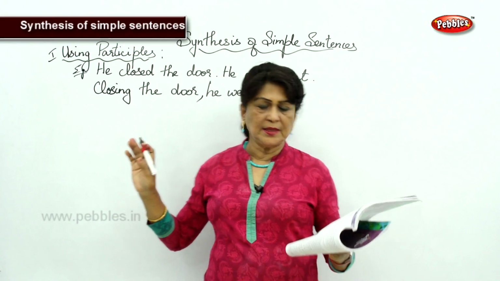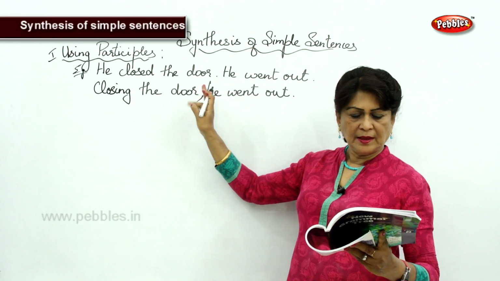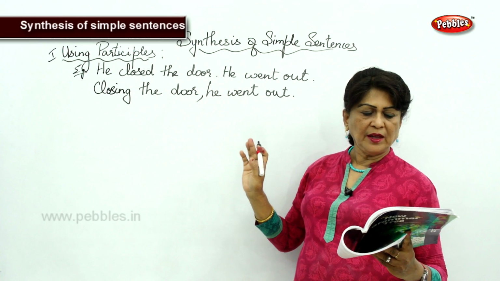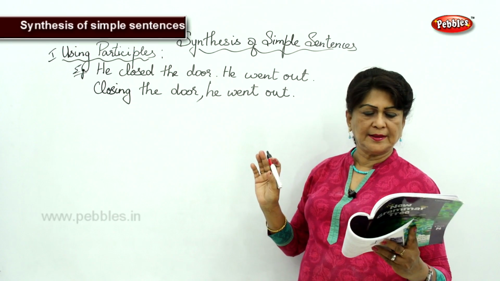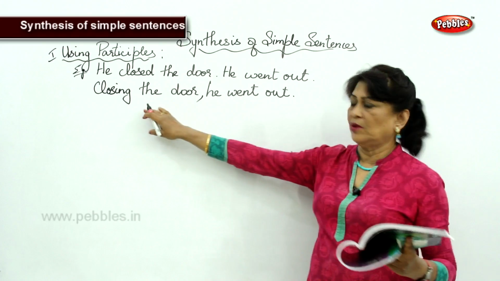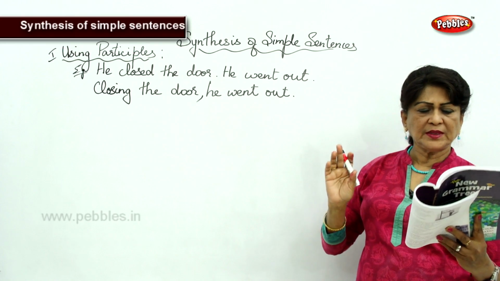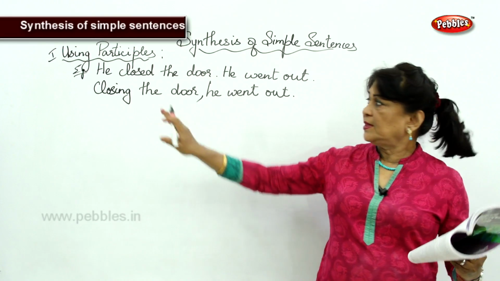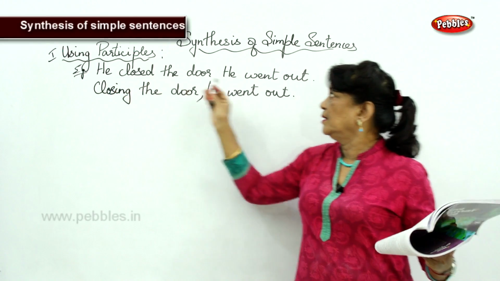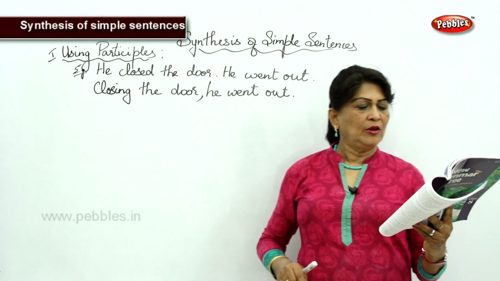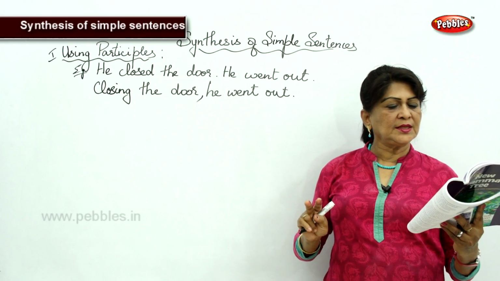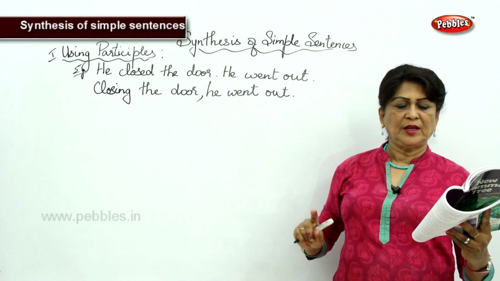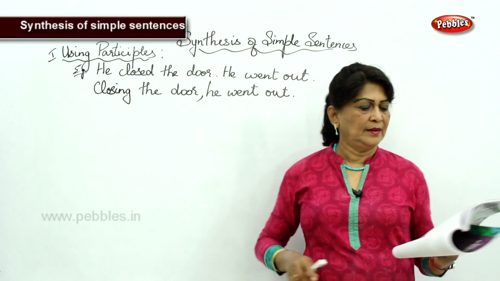When in the two sentences, one action is completed before the other begins, we use having or being to join the sentences. Now, first we have used closing the door. Why? Because, I'll just read out again. When two simple sentences have the same subject, which is the subject he. He is the same subject, okay, and two actions are done simultaneously, we can use a participle to combine the sentences into a single simple sentence.